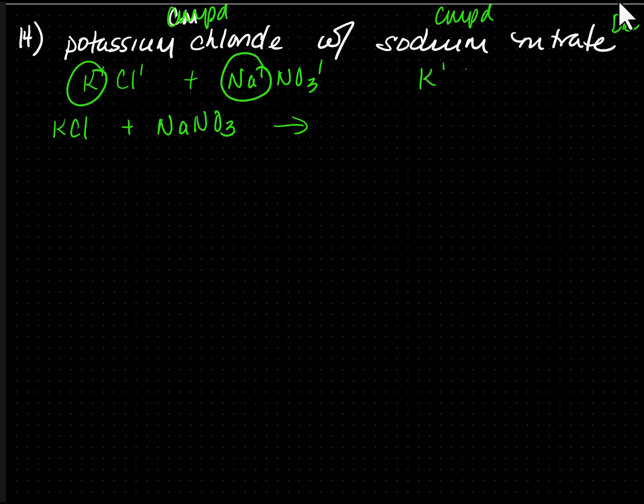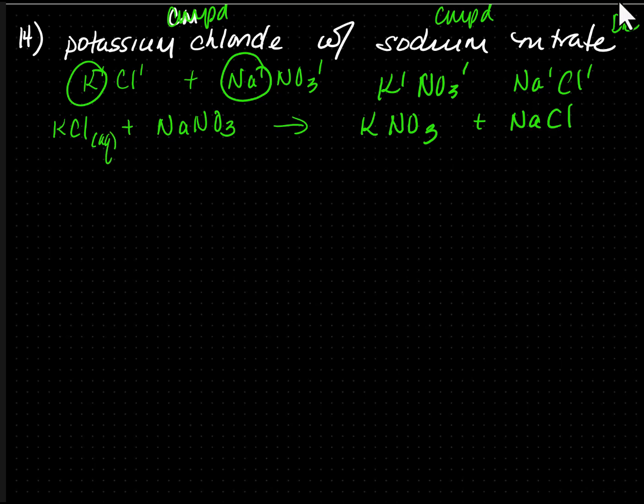So K's new partner is going to be NO3. We find the charges. Potassium is 1, nitrate is 1, so that's KNO3. And Na's new partner is Cl, which is 1, so that's NaCl. So it's already balanced. Now we're going to use the solubility rules. KCl, K is always soluble. Anything in group 1 except for hydrogen is soluble. Same goes with sodium nitrate, potassium nitrate, and sodium chloride. We just wrote the molecular equation.